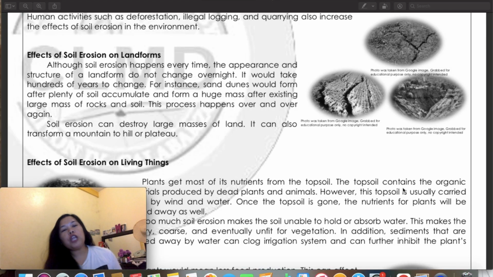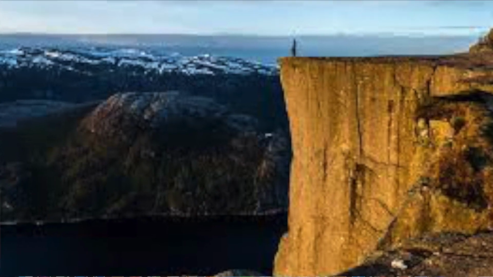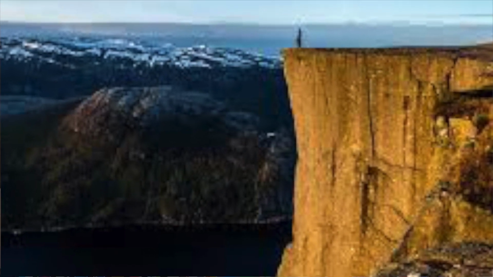So soil erosion can destroy large masses of land, so it can also transform a mountain into a hill or a plateau. A plateau is not flat. In Filipino, talampas, bulubundukin, ganon. So, yun po.